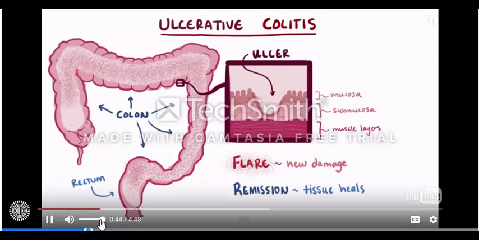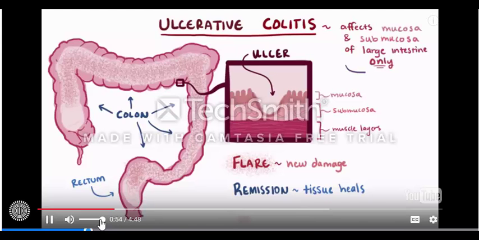Ulcerative colitis is actually the most common type of inflammatory bowel disease. Not that there are that many, but this one causes inflammation and ulcers in the mucosa and submucosa of the large intestine only, which is an important point that sets it apart from Crohn's disease, another inflammatory bowel disease.